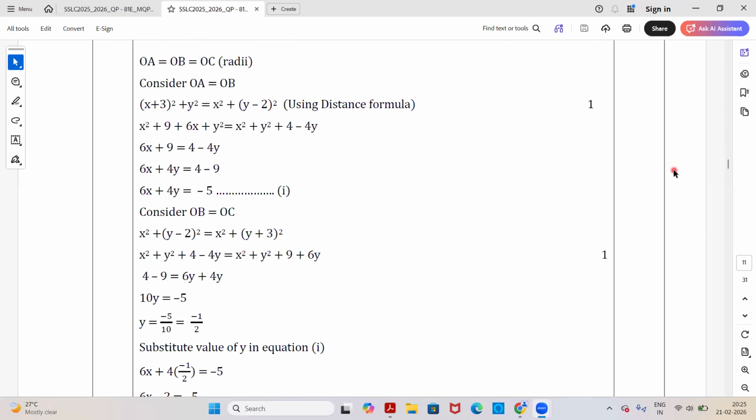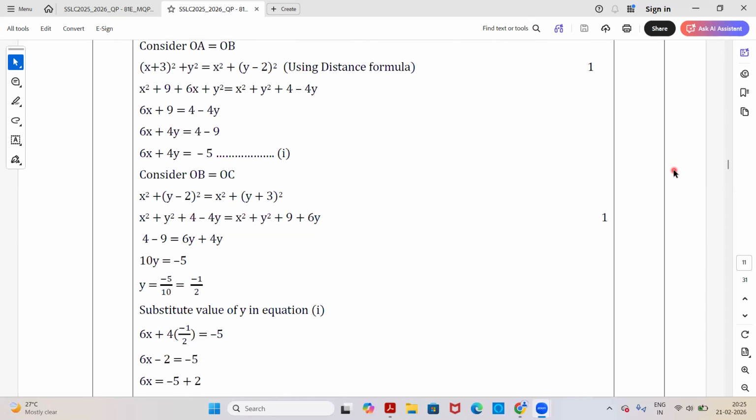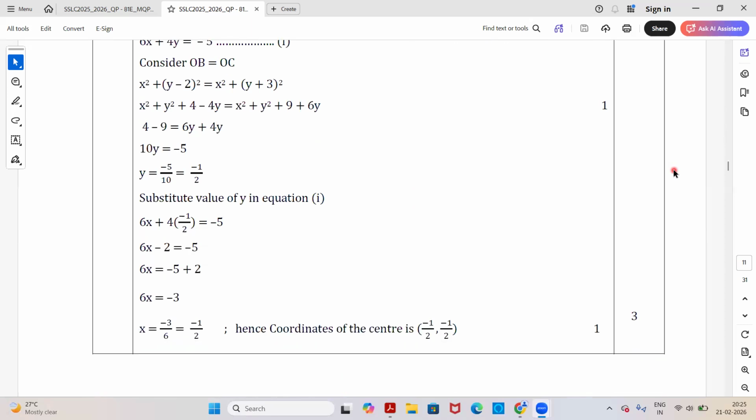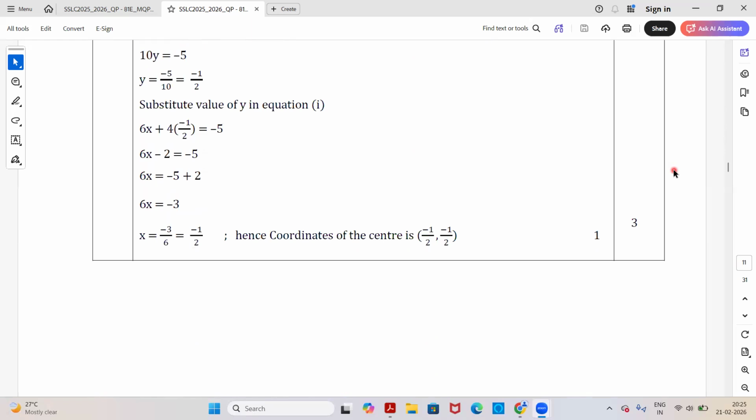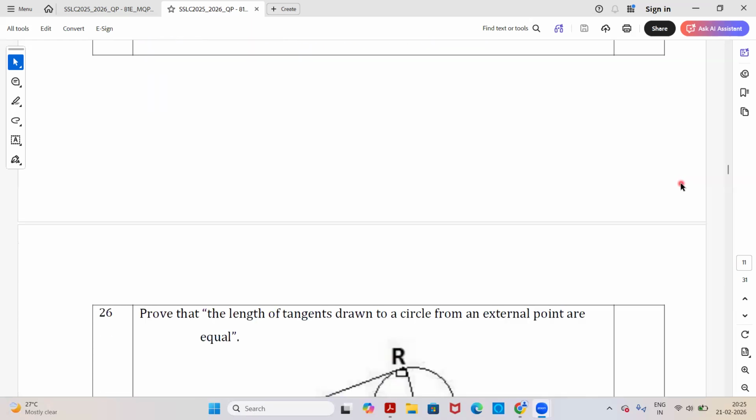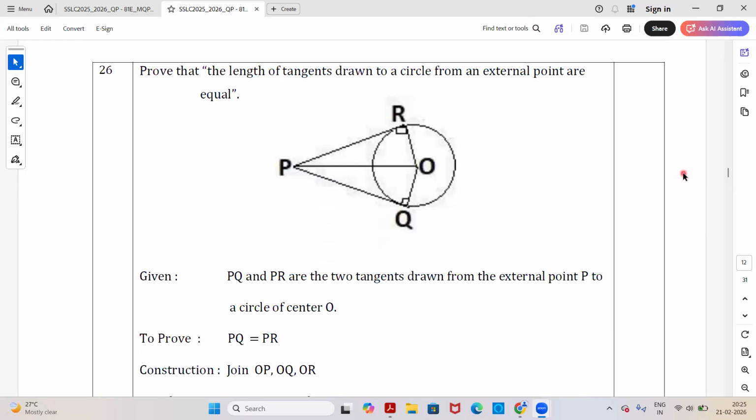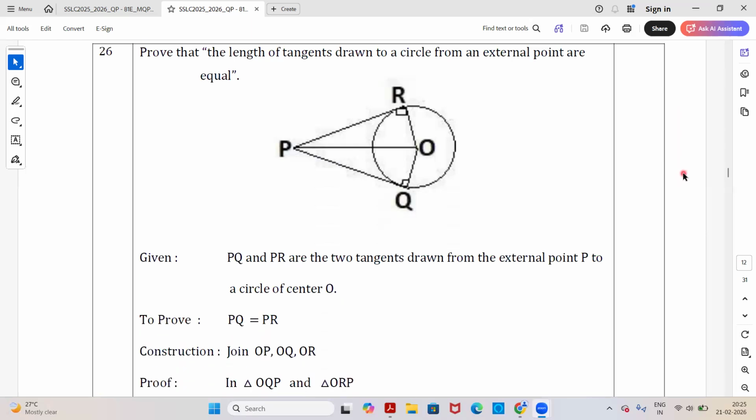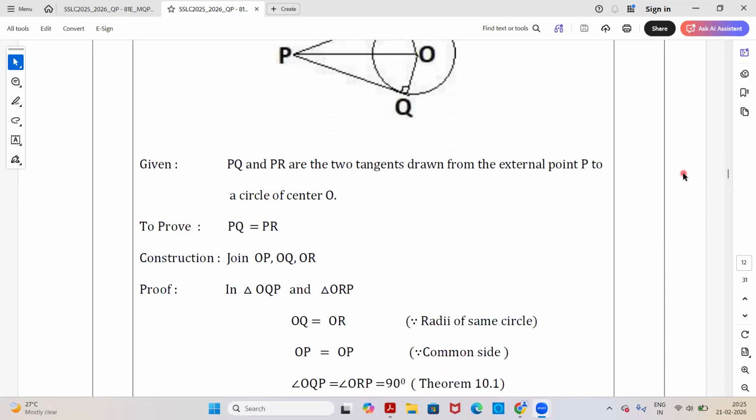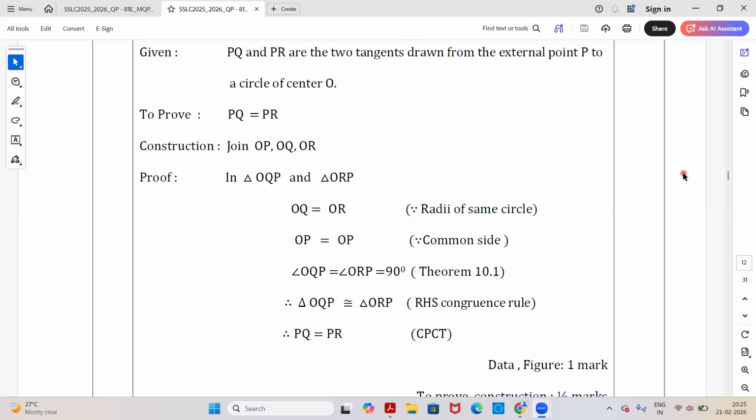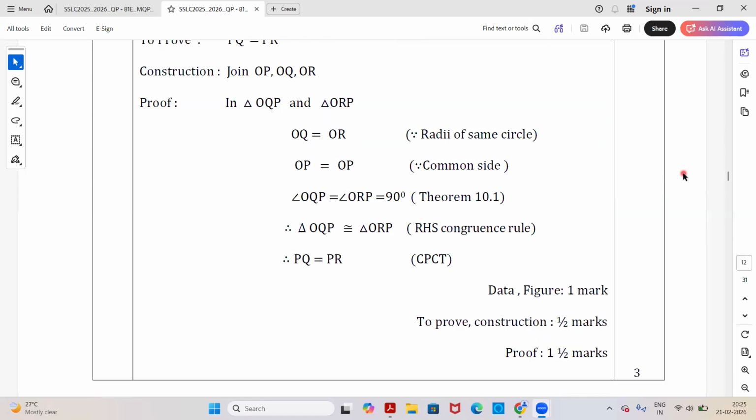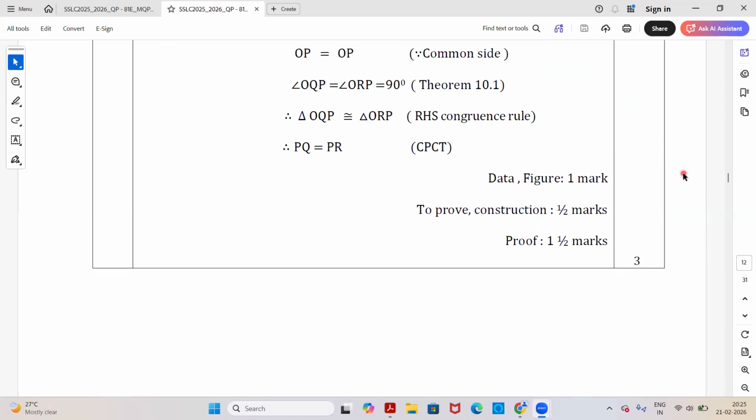Here you can pause again. I'm repeating it, or if you can take a screenshot as well. Question 26. All these are geometry questions where you need to prove the given statement or the given sum or the formula, whatever is given. Theorem. You have to use theorem and you have to solve it.